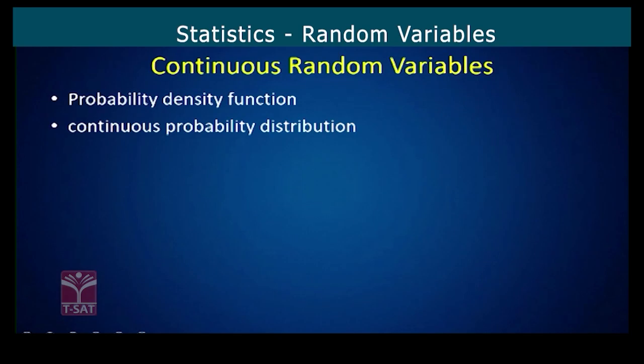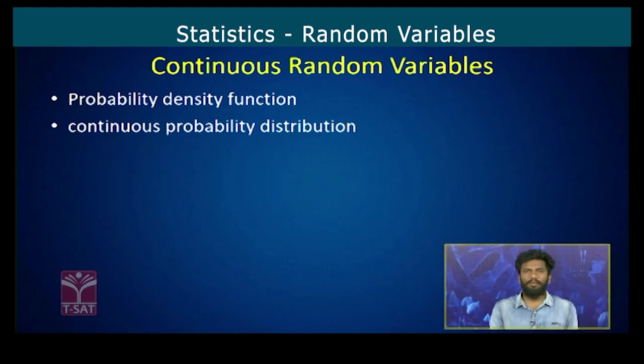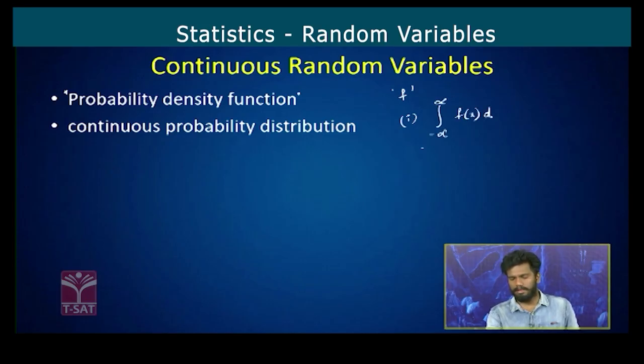Now continuous random variables. So we already discussed the continuous random variables will take the values within certain limits. So check here, what's probability density function. Now if a function f is said to be a probability density function, it has to satisfy two conditions. The first one is integral from -infinity to +infinity f of x dx must be equal to 1.